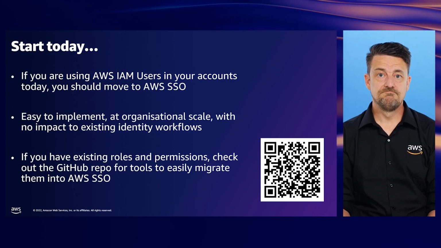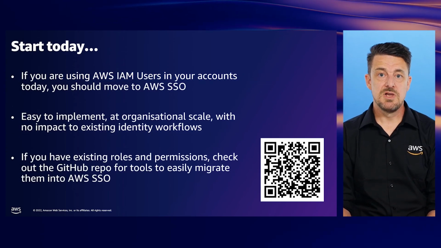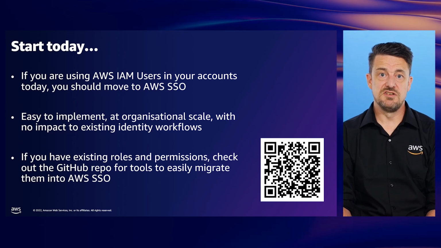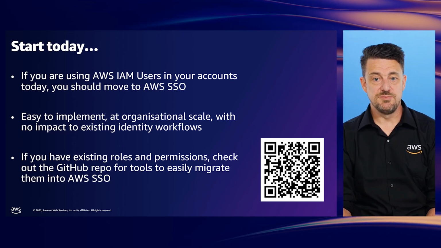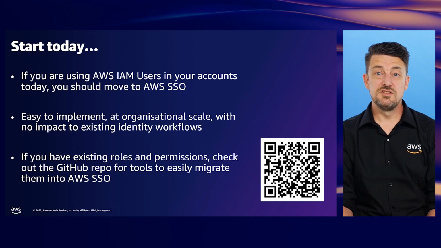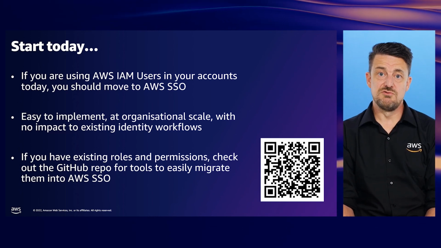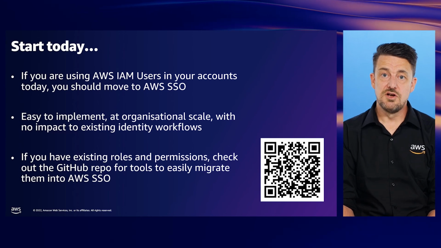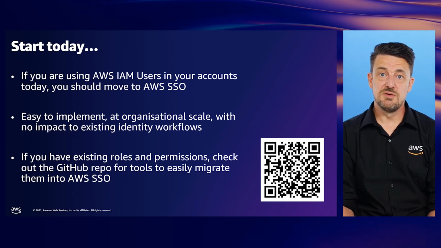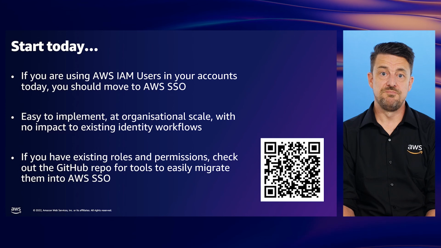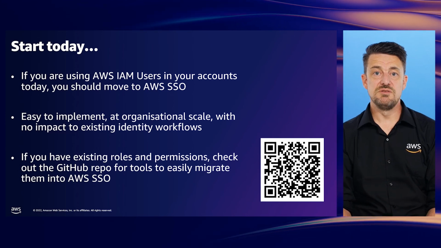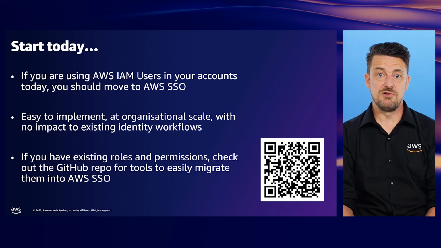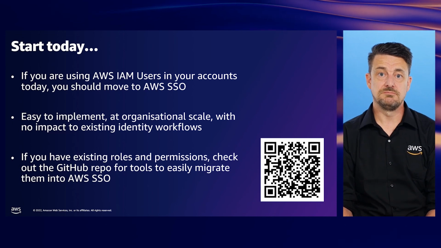So to wrap up, here are some thoughts for you to take away. If your end users are using AWS IAM users in your AWS accounts today, you should absolutely move to AWS SSO. SSO is easy to implement at organizational scale, with no impact to your existing identity workflows. You can do this in parallel, and your users can begin using it as soon as you onboard them. And if you have existing roles and permissions, check out the QR code for our GitHub repo for tools to easily migrate them into AWS SSO.